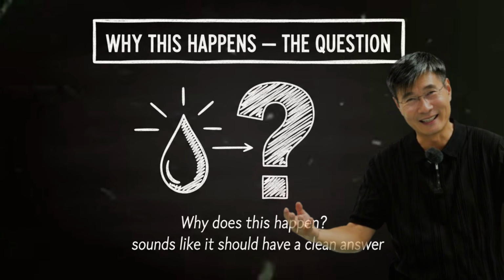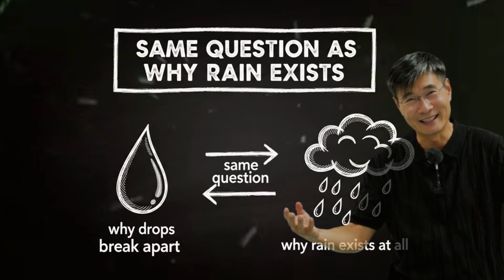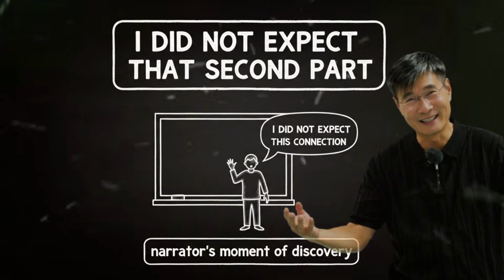And the question of why this happens, which sounds like it should have a clean answer involving surface tension and drag, turns out to be the same question as why rain exists at all. That second part is the one I did not expect.